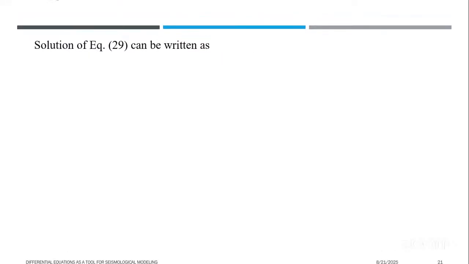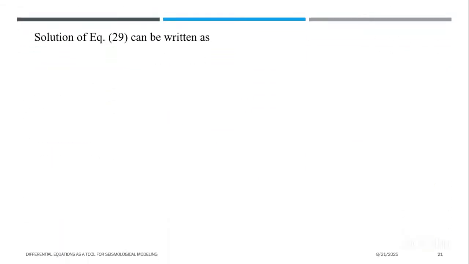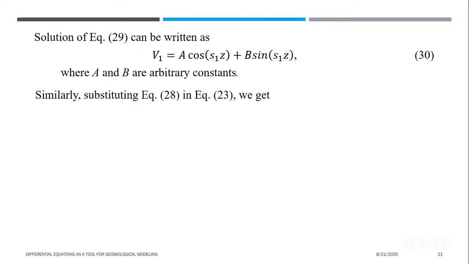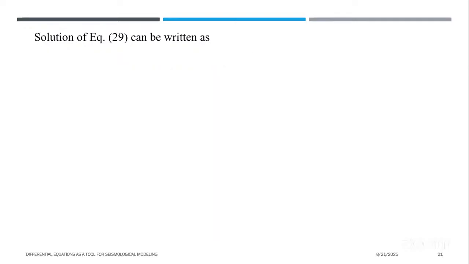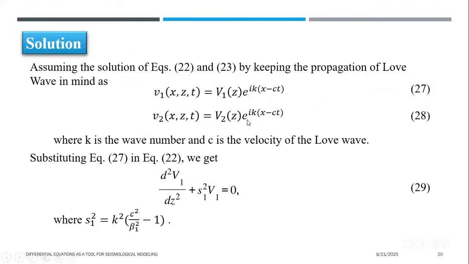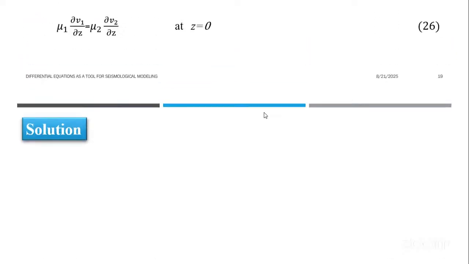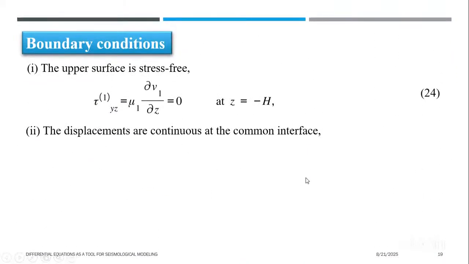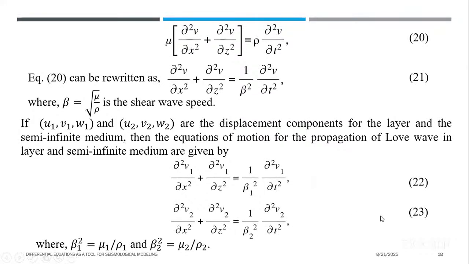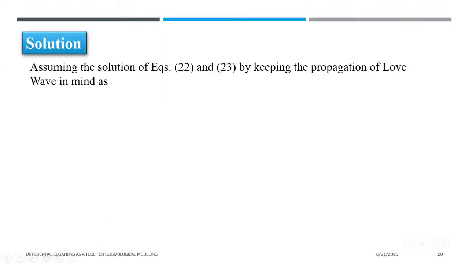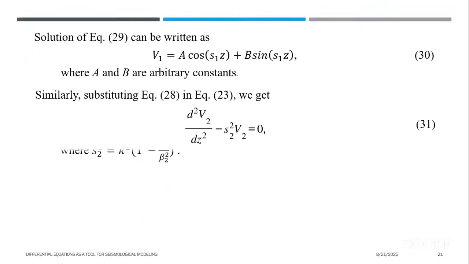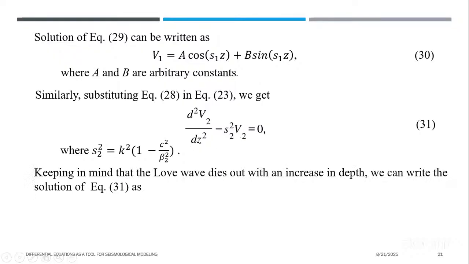This is a simple ODE, and if you solve it, you are going to get this type of solution for V1. V1 is what? The amplitude depending on z, where A and B are arbitrary constants. Similarly, we have assumed the solution for the half space as given in 28. If we substitute it in equation 23, we get an ODE again, and this is going to be 31. Finally, we can get the solution.